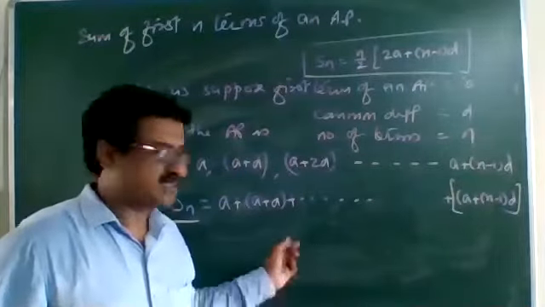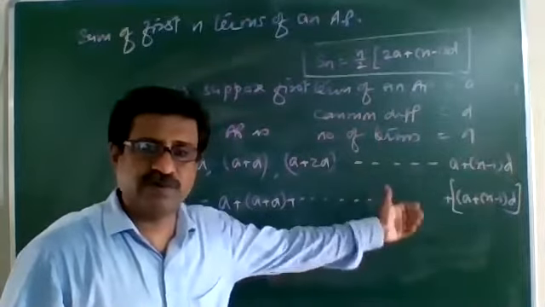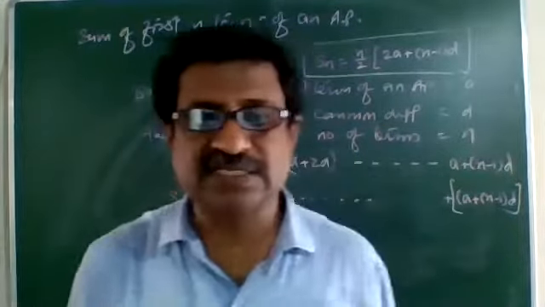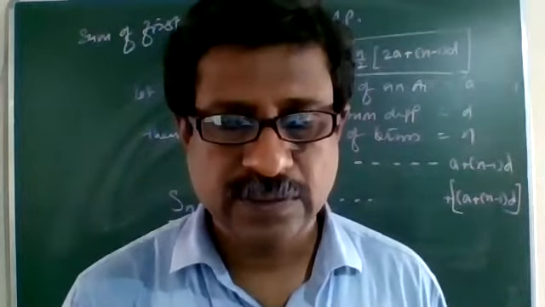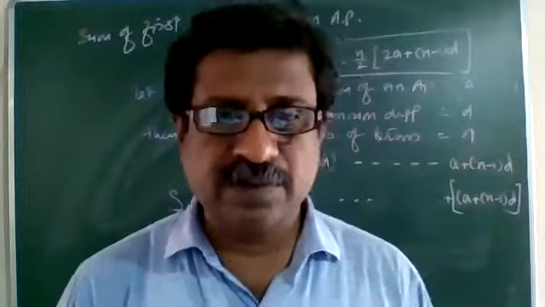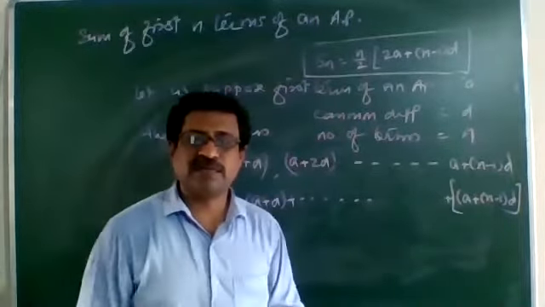First term is a, second term is a plus d, third term is a plus 2d, a plus 3d, a plus 4d. That way, we got the last term as a plus n minus 1 into d. Now, the sum of these numbers can also be written in reverse order.